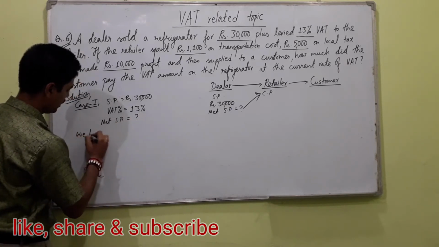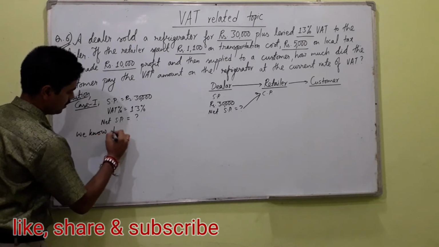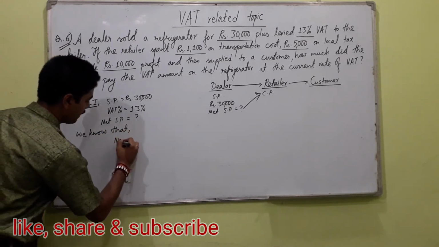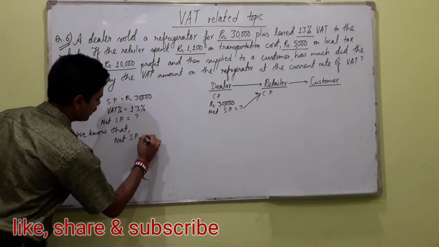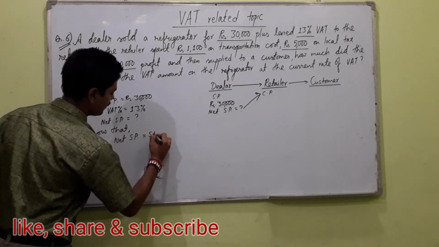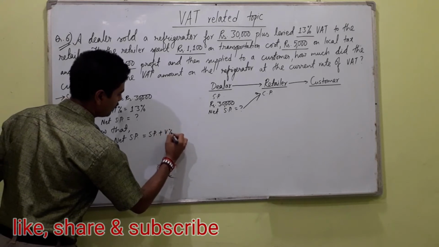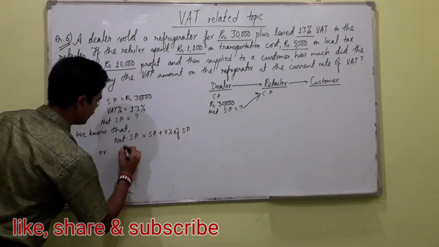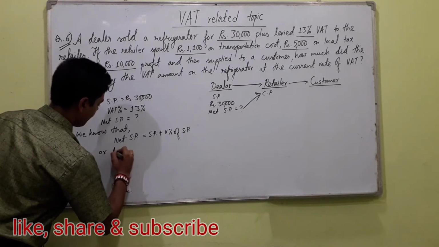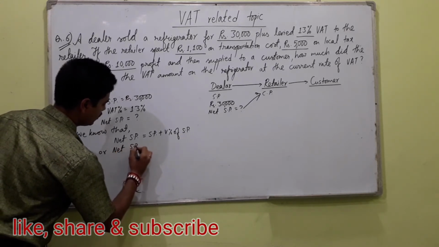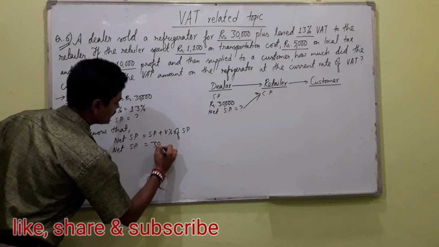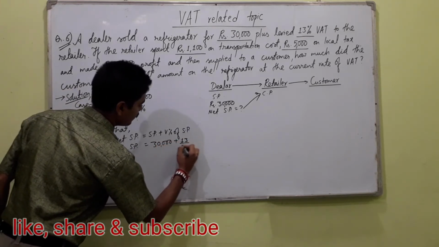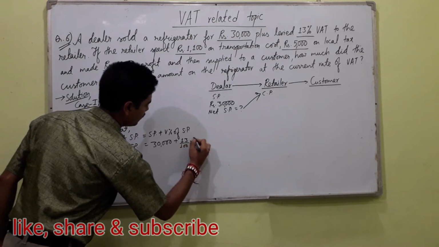Here we can write, we know that net selling price is equal to selling price plus VAT percent of selling price. Net selling price is equal to 30,000 plus 13%, means 13 by 100 into 30,000.